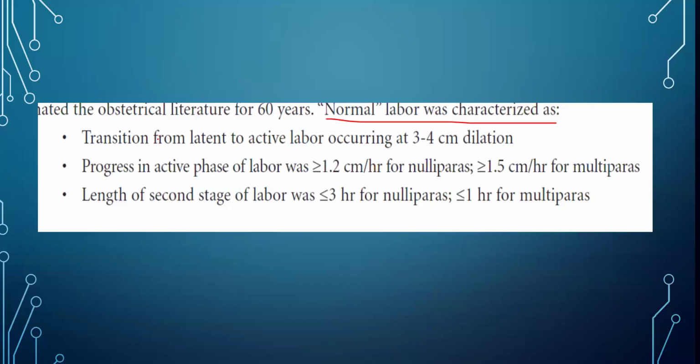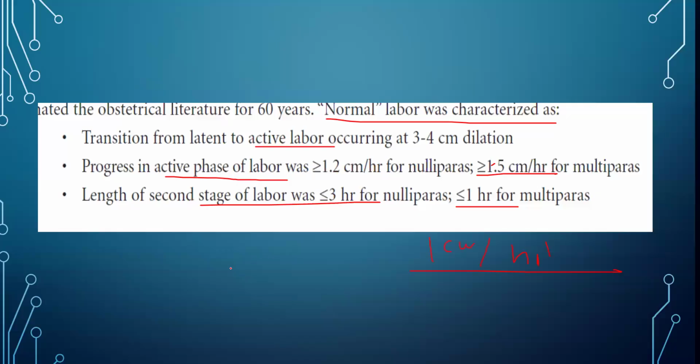So normal labor is characterized by transition from latent to active labor, progress in active phase of labor. Now this time is important. It is important for you to know this normal duration to get the abnormal duration. So we say that active phase of labor should progress about 1.2 centimeter per hour for nulliparous, 1.5 for multiparous. So you can remember at least 1 centimeter per hour.